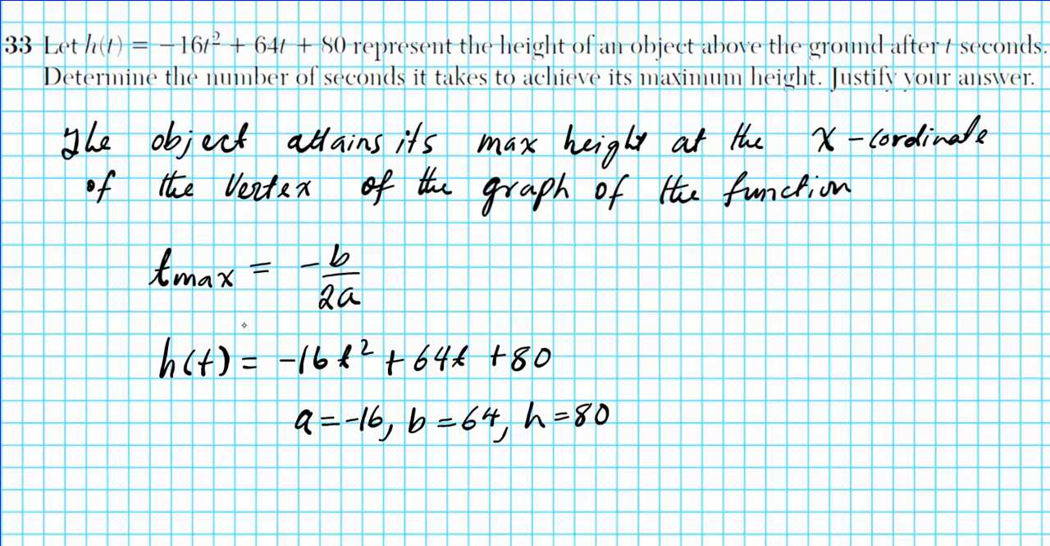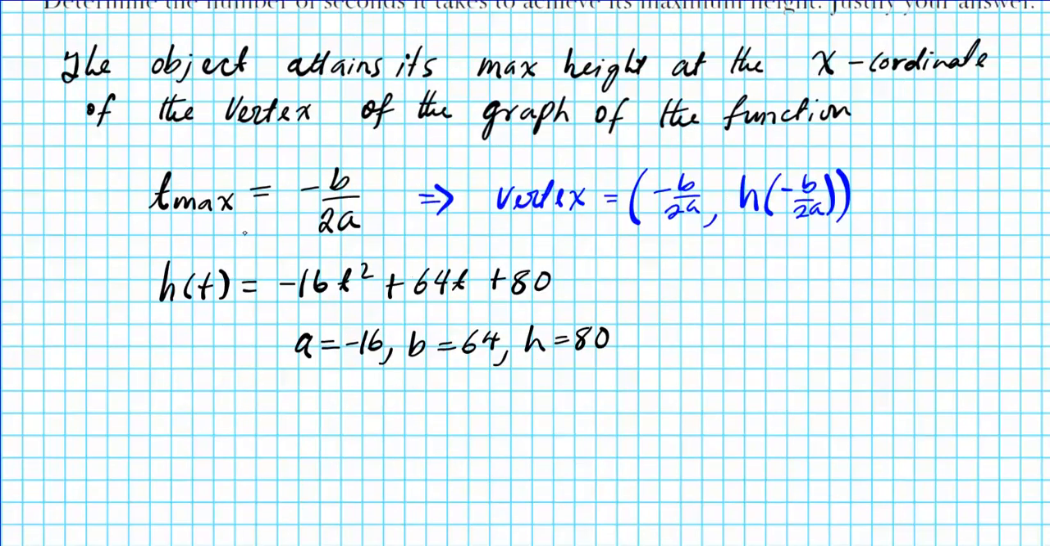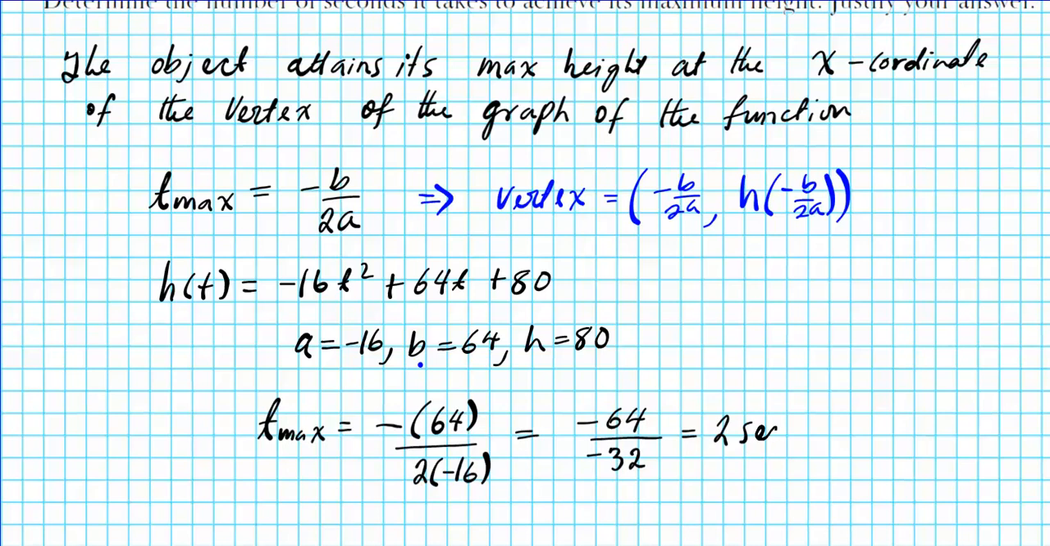Okay, so just one side note. This is the formula we're using, where the vertex formula is basically negative b over 2a, and h evaluated at negative b over 2a. So this is how you calculate the vertex, okay? So the x coordinate of the vertex tells you the time, and the y coordinate of the vertex tells you the actual maximum height that the object attains, all right? So let's go ahead and focus on what we're looking for, which is the time, the x coordinate. So Tmax is going to be negative 64 divided by 2a, 2 times negative 16. All right, so we have negative 64 divided by negative 32, and then you have 2 seconds.